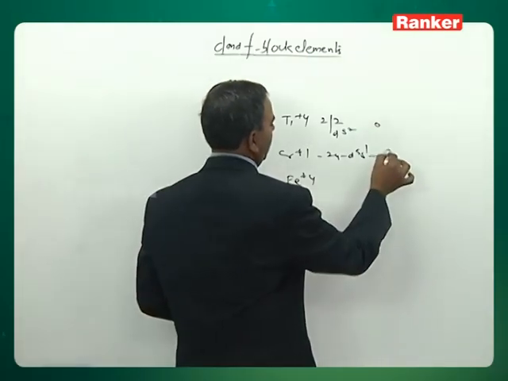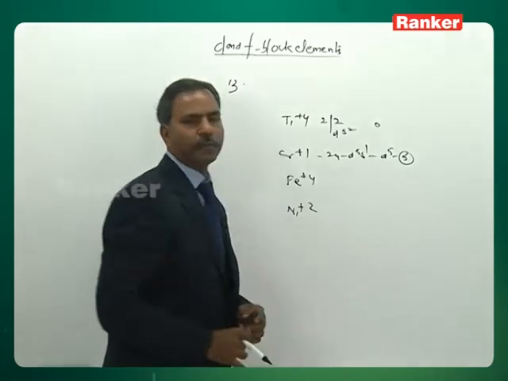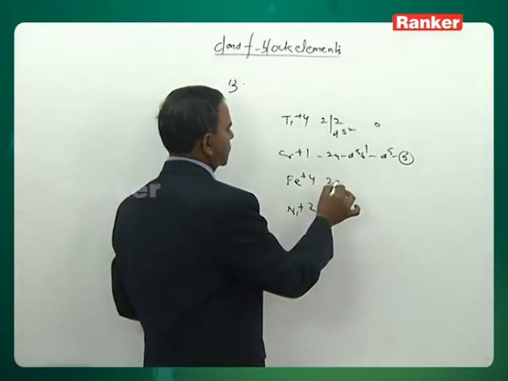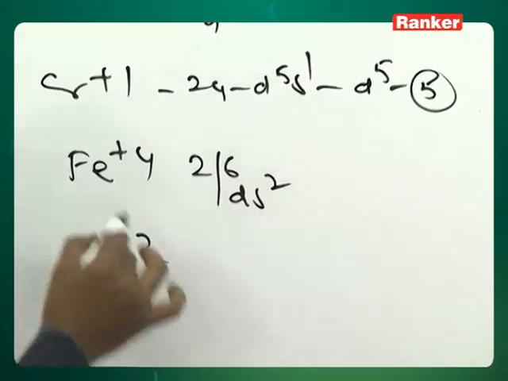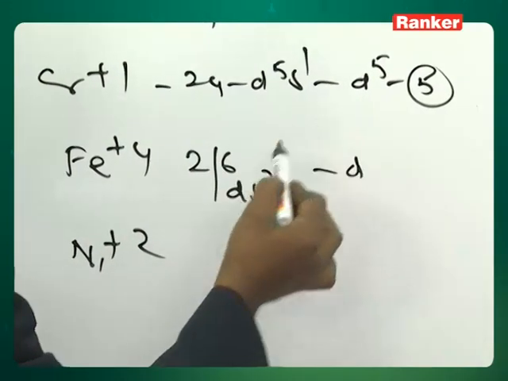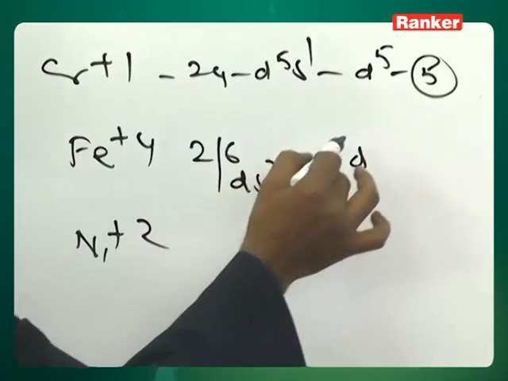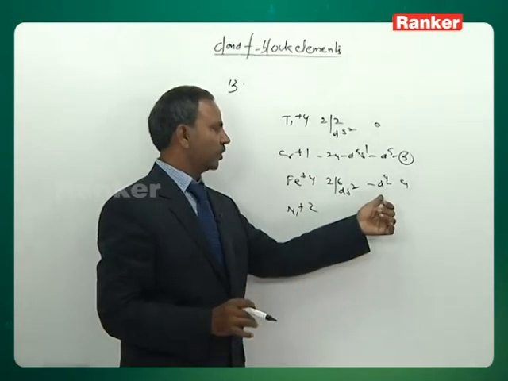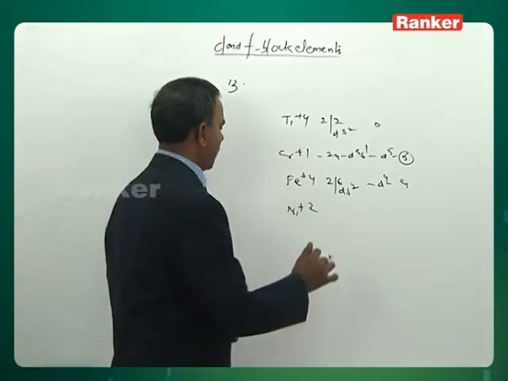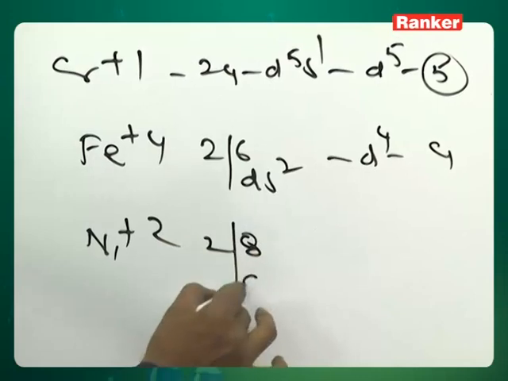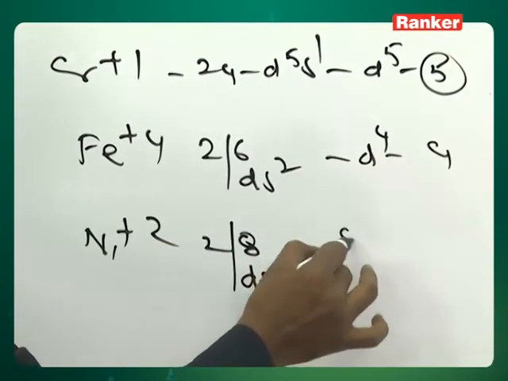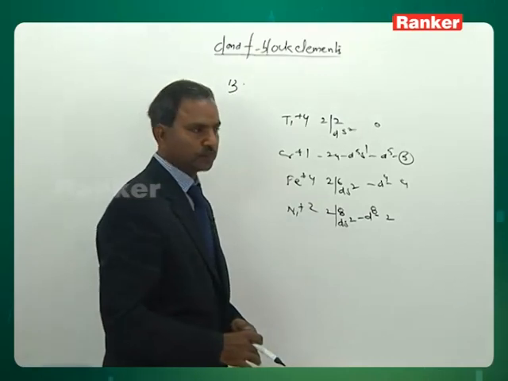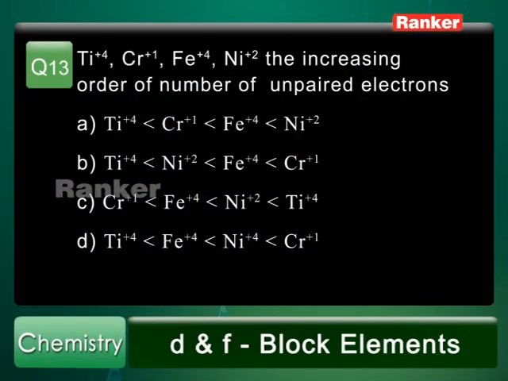Then it will be d5. How many unpaired electrons? 5. Coming to Fe plus 4, yes, 26. 26 means d6 s2, plus 4 means 2 electrons are lost from d, so it is d4, 4 unpaired. Coming to nickel plus 2, yes, it is 28. 28 means d8 s2, plus 2 means d8 only. It is carrying 2. See, these are the numbers of unpaired electrons. Now we can check the options. See, this titanium is having less than nickel plus 2.